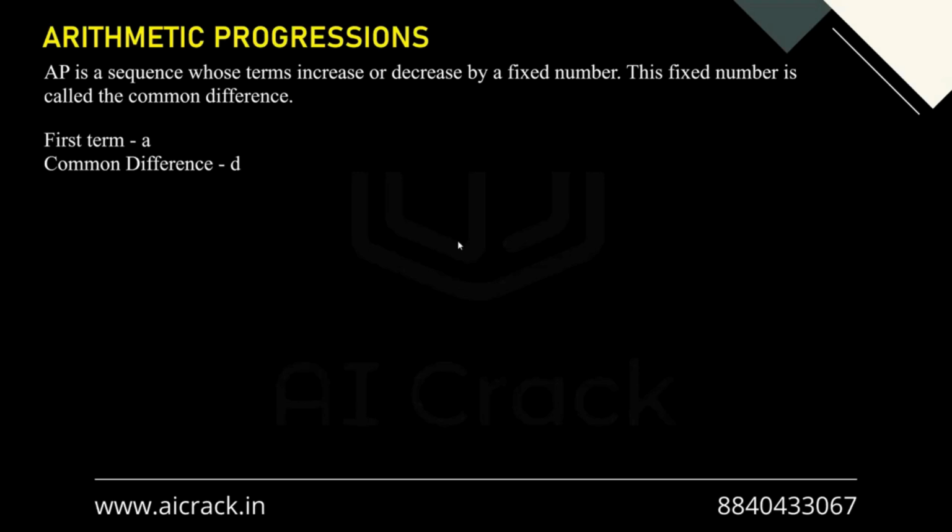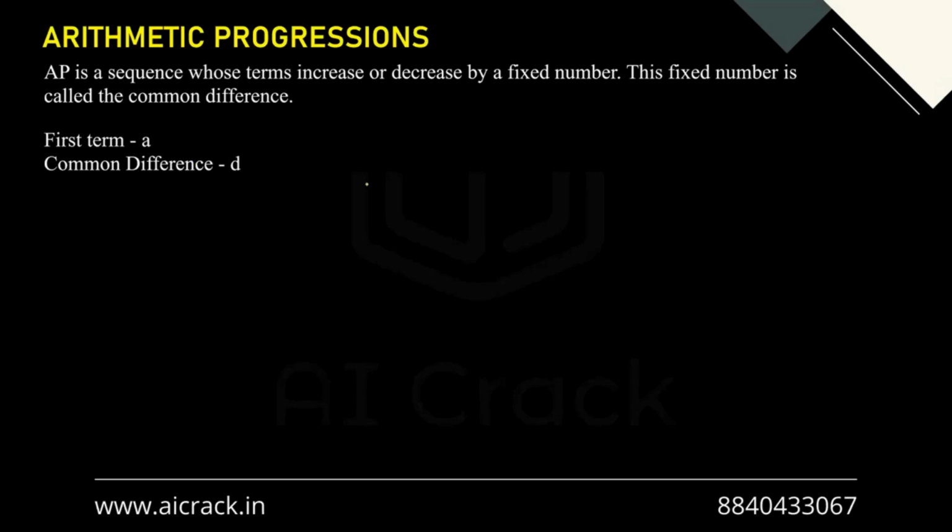So let's start with the basic definition of AP over here. AP is a sequence whose terms increase or decrease by a fixed number. This fixed number is called the common difference. First term is A and common difference is D. Now this common difference can be positive, negative or 0.